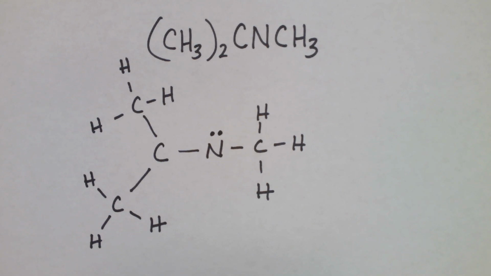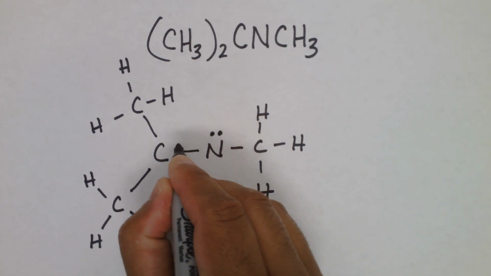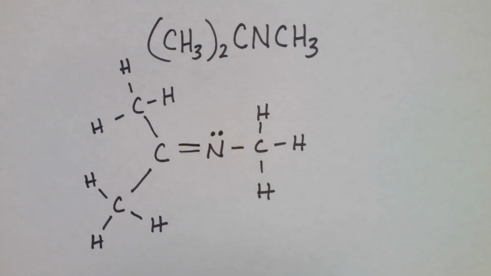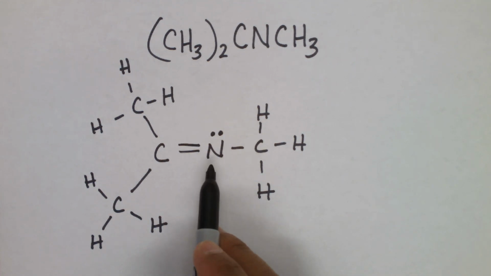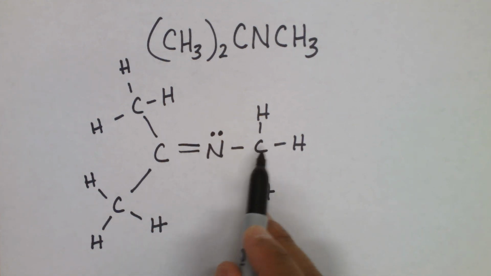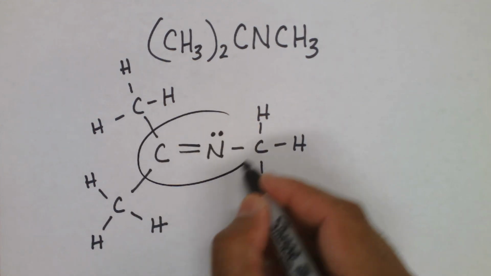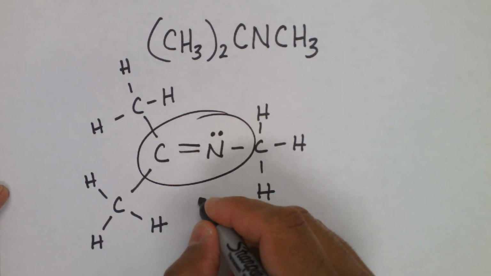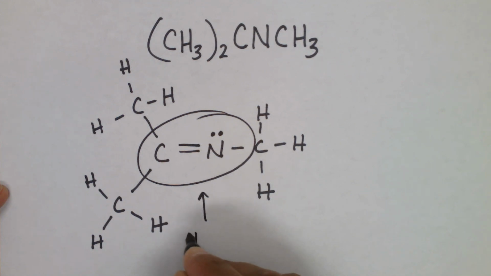We've seen this with some other functional groups. In this case, we can fix this by adding that extra bond. So now there's a double bond between carbon and nitrogen. This carbon-nitrogen double bond with nitrogen bonded to some other group, we can circle that, and this is called the imine functional group.